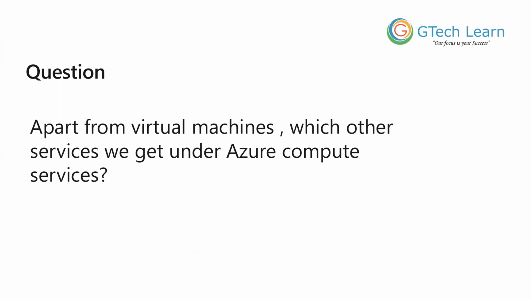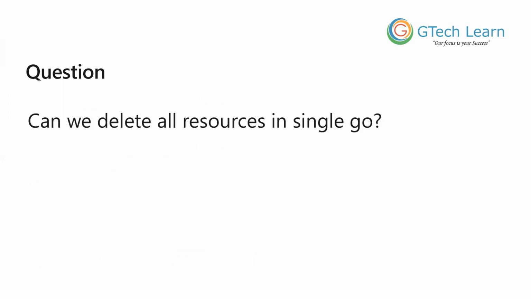Okay, so we go to our next question. Can we delete all the resources in one go? Yes, absolutely. You can delete all the resources in one go. For example, if you have one single resource group, and under that resource group you have multiple virtual machines deployed, different web services like web app, mobile app, and storage accounts, and you want to delete all these resources in one go, simply delete that particular resource group. By deleting that resource group, every resource deployed under it will be deleted automatically. You don't have to go to each resource and delete it. Just go to that resource group and delete all the resources in one go.